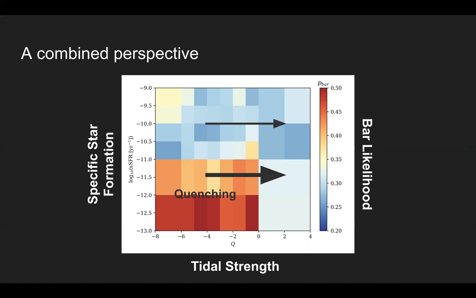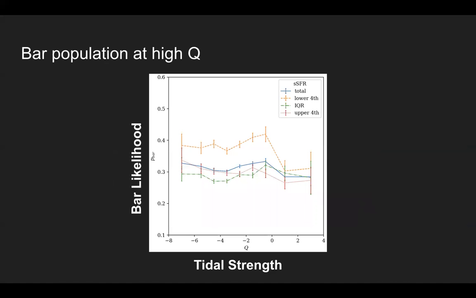look into some separated two-dimensional views of this data. So here on the y-axis, we have the likelihood of having a bar, on the x-axis tidal strength, and we're splitting up our data by star formation rate. So in red, we have high star forming galaxies, and in yellow, low star forming galaxies. In blue, it's the entire population.